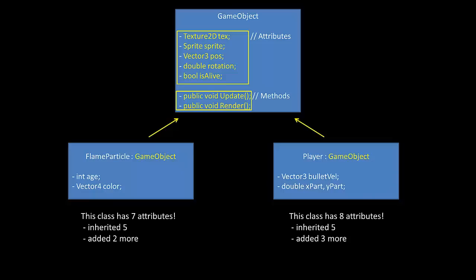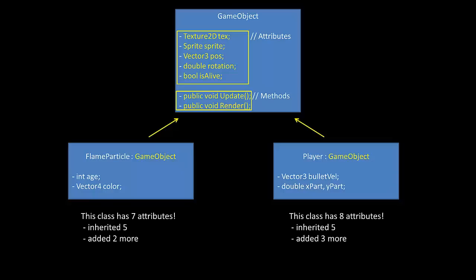Now, because Flame Particle inherits from GameObject, it actually has 7 attributes. 5 that it inherited from GameObject, and then 2 additional ones that it added. If you look at Player, it has 8 attributes, the 5 that it inherited, and then it added 3 more.